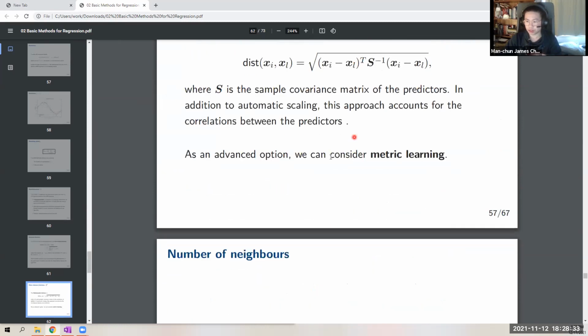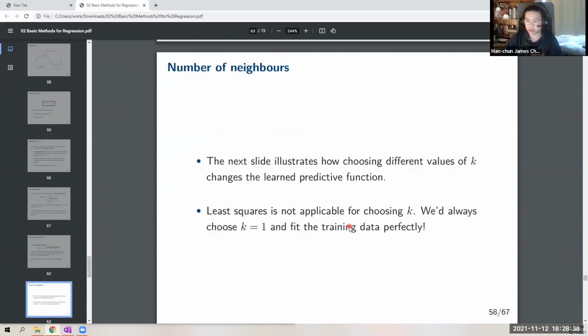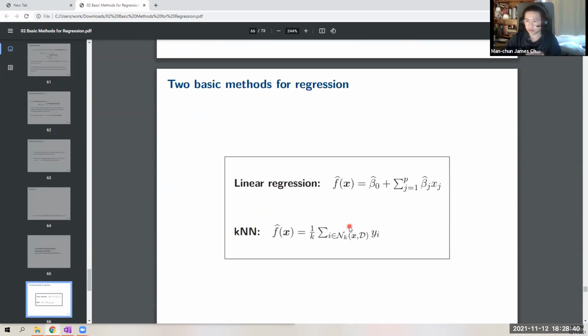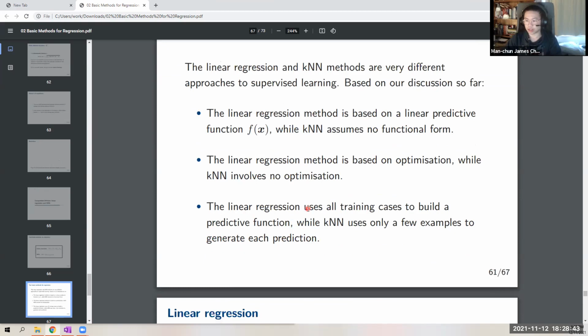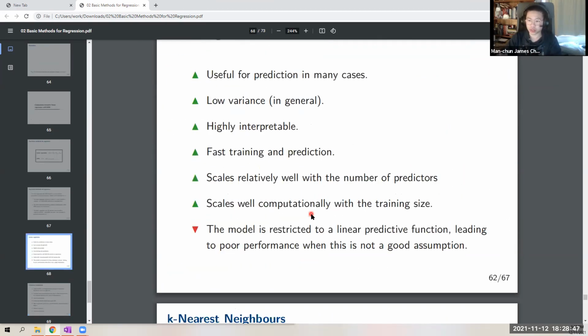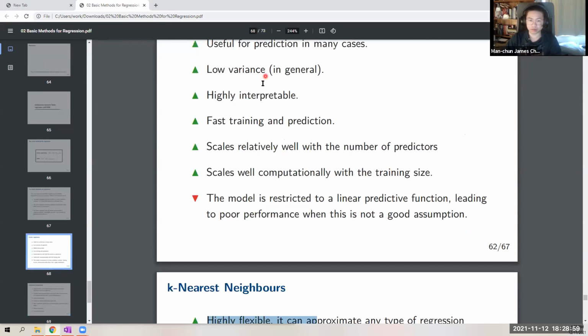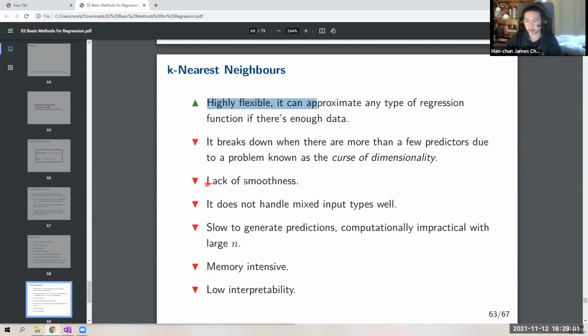Okay. And here we have some distance functions, right? So we have the Euclidean distance, the Manhattan distance, right? And know the difference between k nearest neighbors and linear regression. Linear regression is very fast, highly interpretable, low variance, right? But k nearest neighbors is highly flexible, so different from linear regression. It's not very smooth. It's very memory intensive, so there are a lot of data points you need to remember.